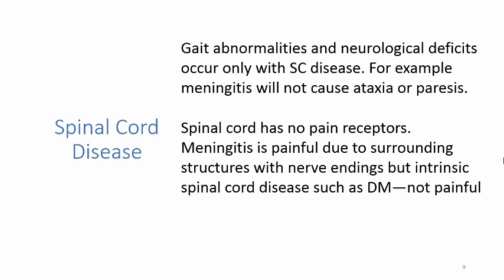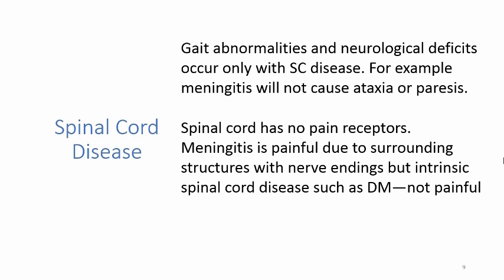So when we have spinal cord disease, we have things like gait abnormalities, and we'll have neurological deficits. And we have some that are very specific and only occur with spinal cord disease. If we have gait abnormalities and neurological deficits, those only occur with spinal cord disease. Something like a brain disease, like meningitis, is going to cause pain and certainly stiffness, but it doesn't cause paresis and it doesn't cause ataxia.